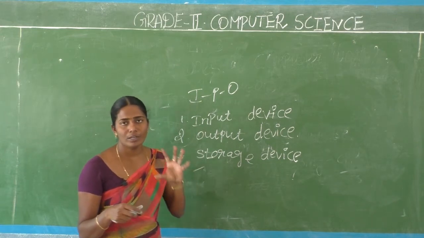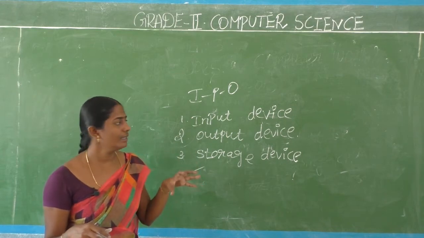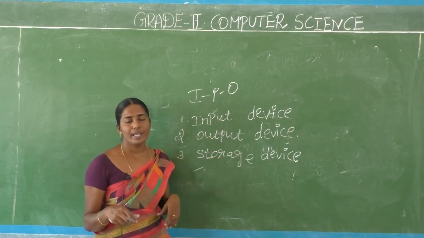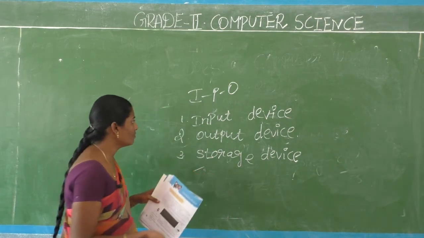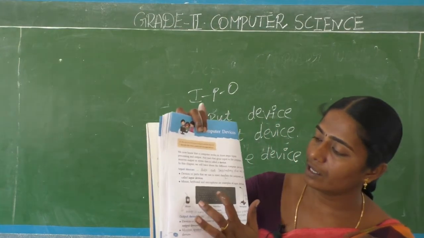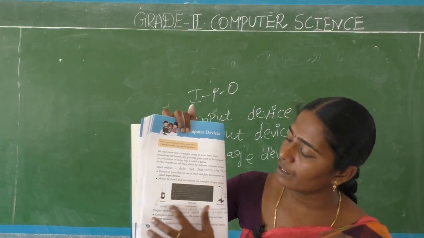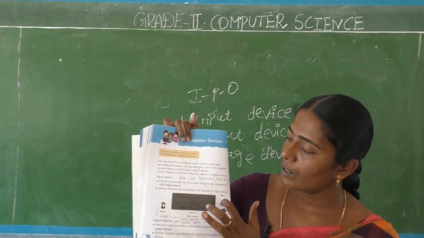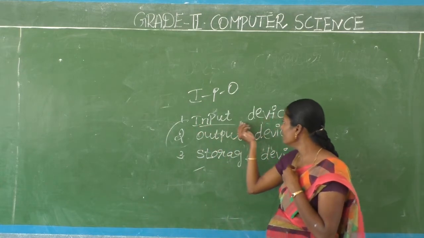Tell me once again, what is the lesson 4 name? Computer devices. There are 3 devices here: input device, output device, storage device. What are the input devices? I am going to give simple examples: keyboard, mouse, microphone. It's everything in the input examples.